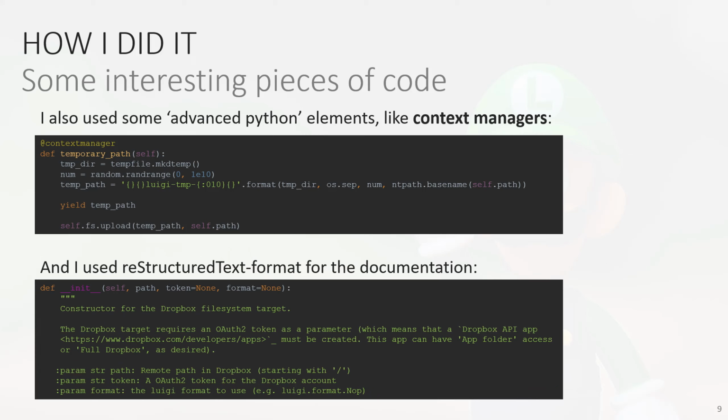Some other interesting pieces of code are context managers, which we saw in this course, and also the use of restructured text for commenting the classes and the methods. This documentation format is required by the Luigi contributor guidelines.